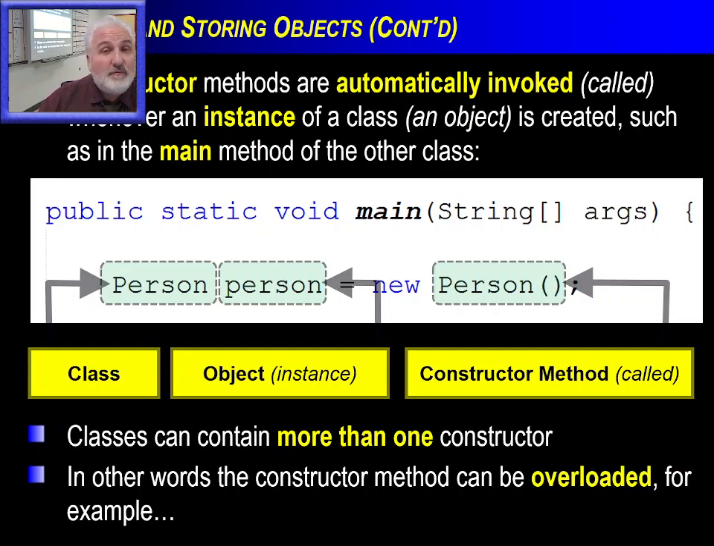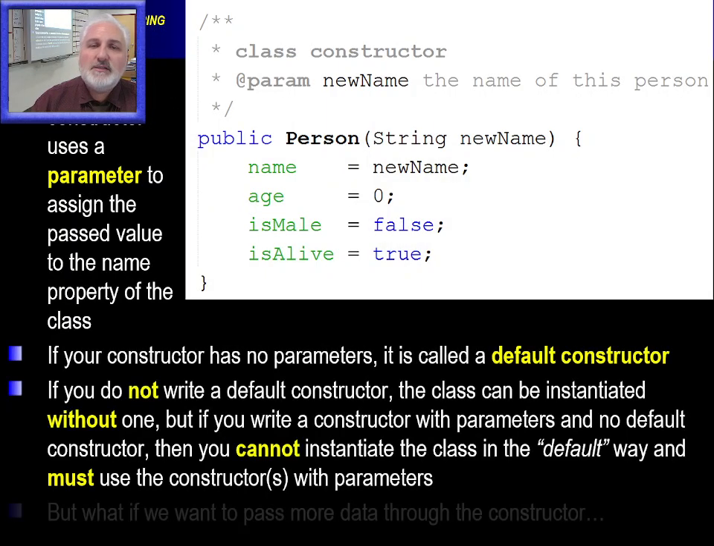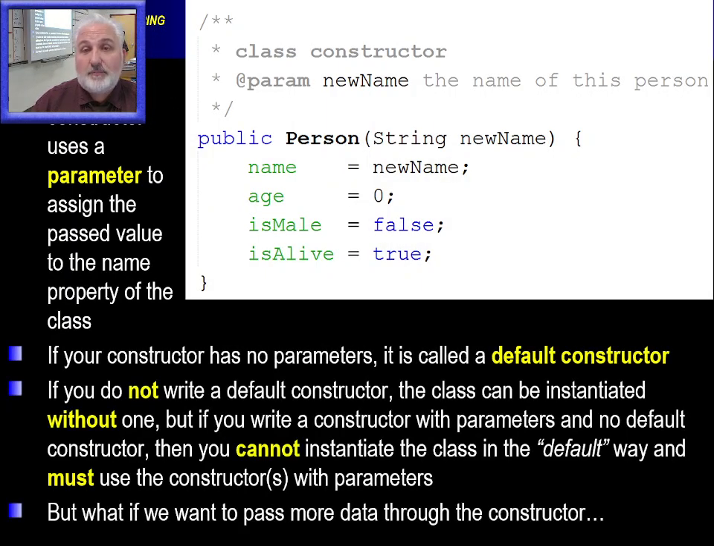However, classes can have multiple constructor methods. In other words, you can overload the constructor method. Overloading means 2 methods with the same name but different parameters. So here you see another version of a Person constructor method, which has a parameter, in this case the variable newName, which is then used within the body of the method to assign that string variable to the property or the attribute of the class.